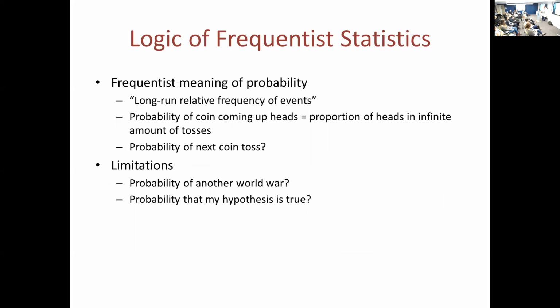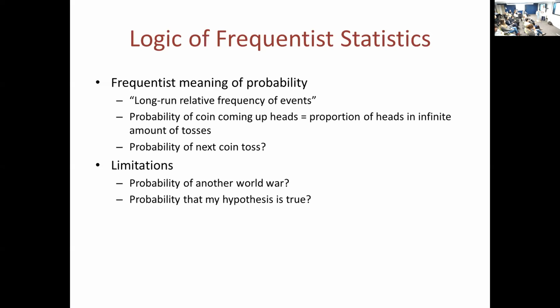The other criticism I have of the frequentist paradigm is the actual meaning of probability in frequentist terms. Frequentism gets its name because under this framework, probability is defined simply as the long-run relative frequency of events. It has a very concrete empirical character to it.